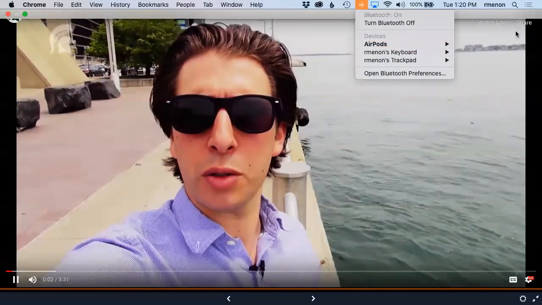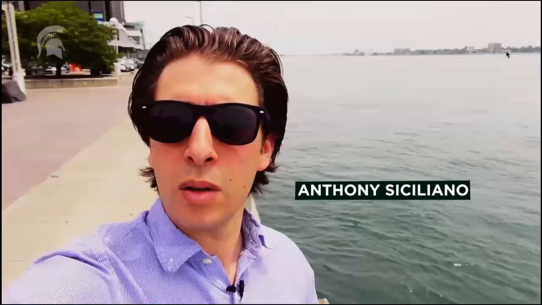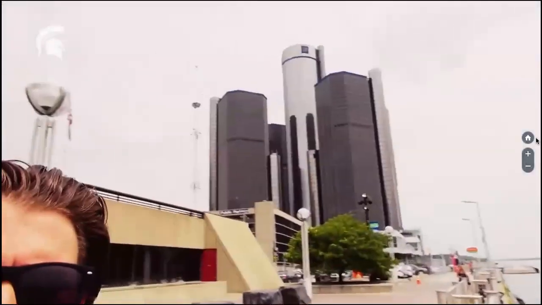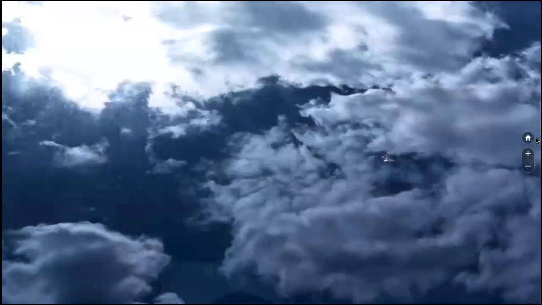I'm here on the waterfront in Detroit, and I'm talking about solar power. When you think of traditional solar panels, you think of those large black squares that are mounted on rooftops or in fields. But what if we were able to start getting our solar panels to look like this? An entire skyscraper dedicated to harvesting solar energy. A Michigan State professor is making that happen right now.